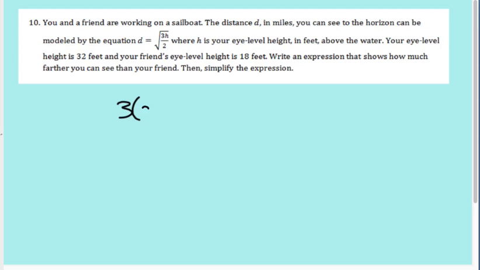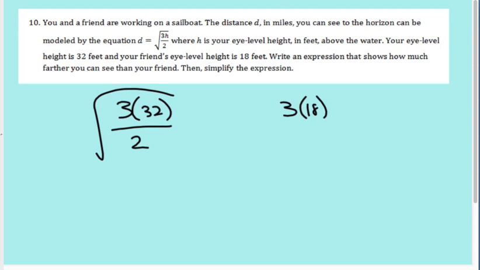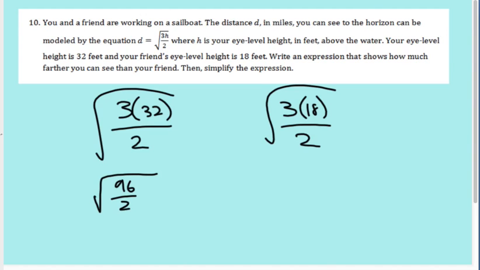So you are 32 feet in the air. Your friend is 18 feet in the air. Maybe you're up in the crow's nest and he's down on the deck. So you end up with square root of 96 over 2. Over here he ends up with square root of 54 divided by 2. So 96 divided by 2 is going to be square root of 48. 54 divided by 2 is going to be square root of 27.